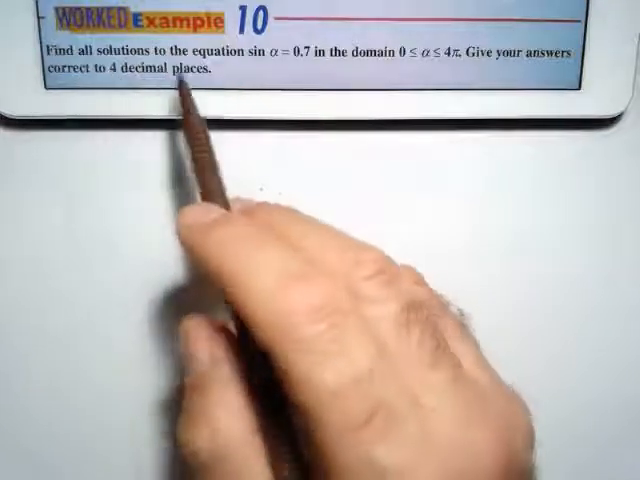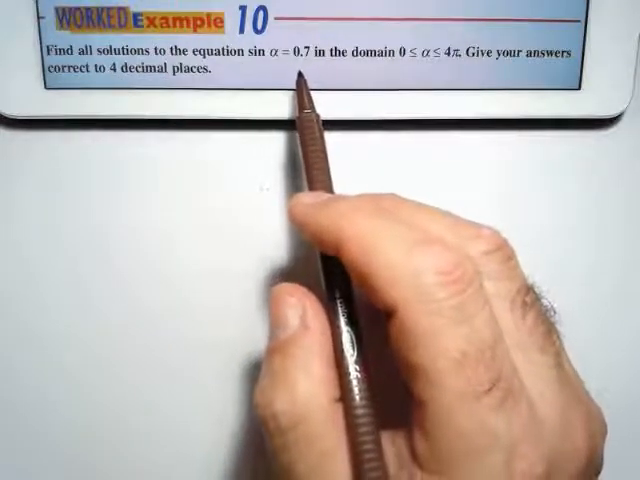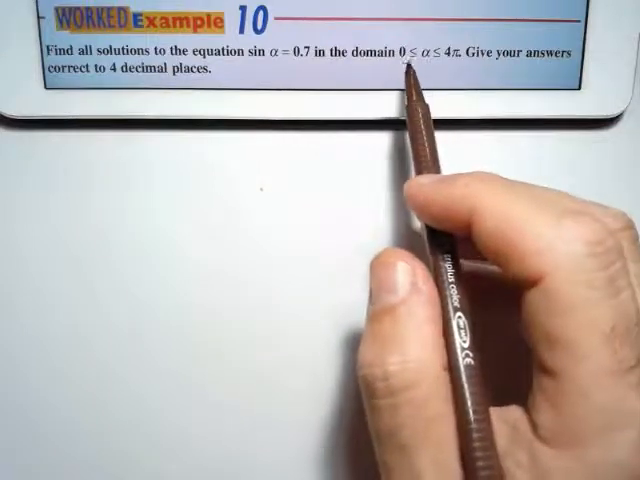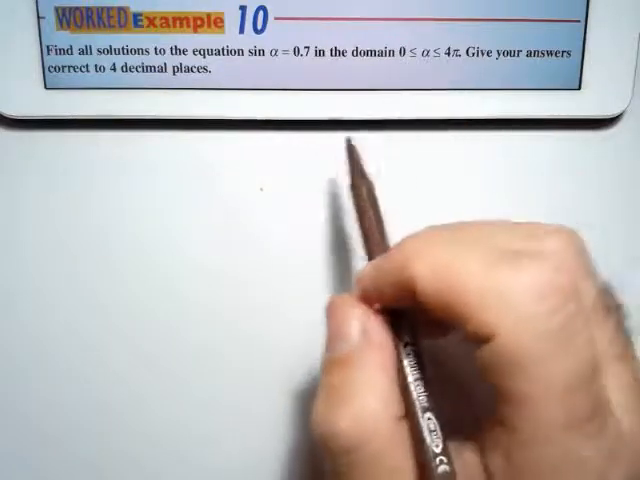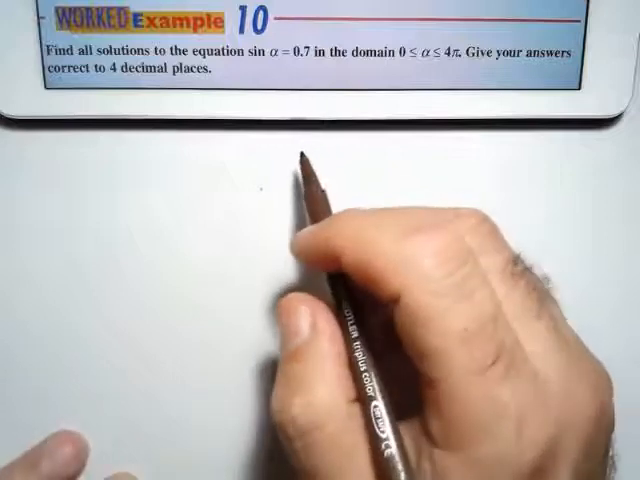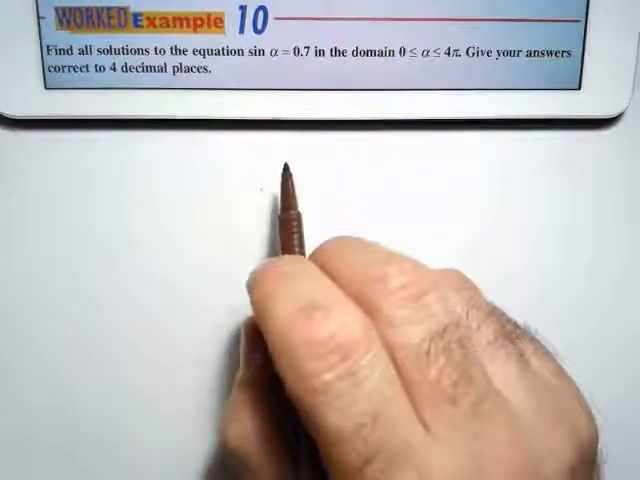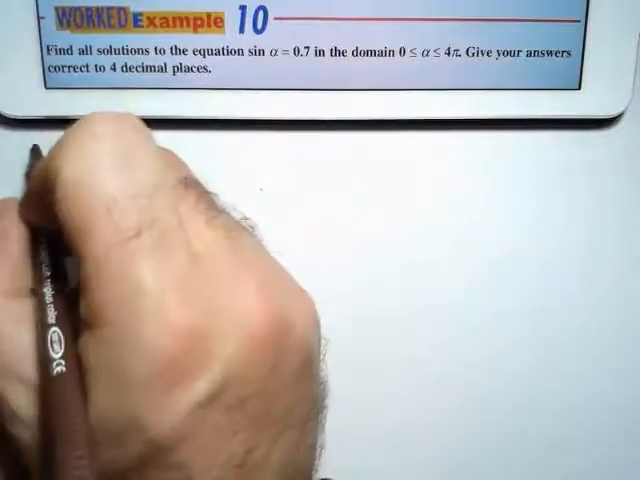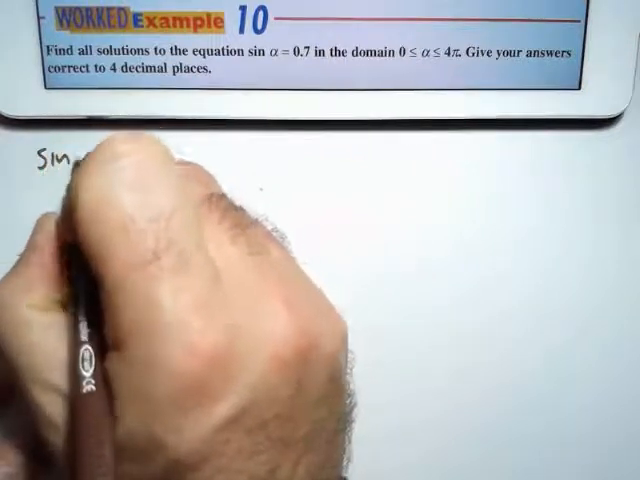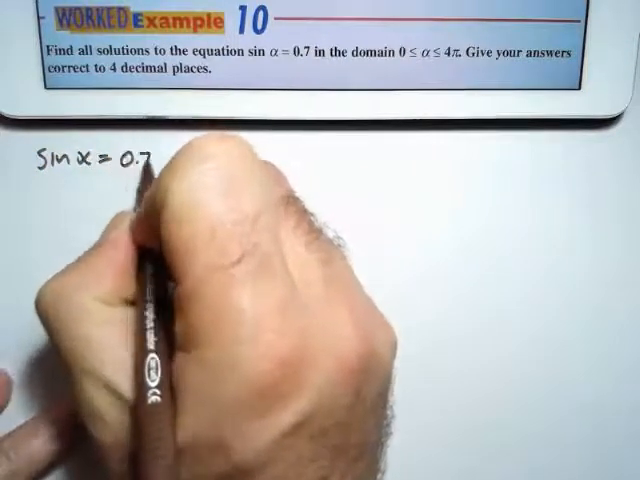Find all solutions to the equation sine alpha equals 0.7 in the domain 0 less than or equal to alpha less than or equal to 4 pi. Give your answer correct to 4 decimal places. So I'm going to start off by just writing down sine alpha equals 0.7.